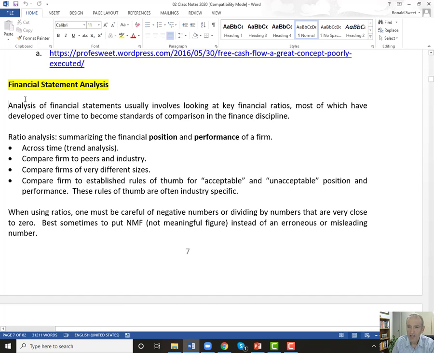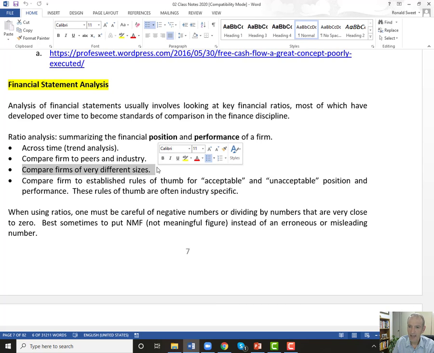So what we want to look at is how a firm is doing using financial ratios. We want to compare them to other firms and compare them across time. Across time, we call that trend analysis. Comparing them to peers and to the industry, I'm going to give you the peer and industry information for the company you're going to do. You can compare firms of different sizes. So you can compare a Dollar General to a Walmart or a Costco, even though they're very different sized businesses. The actual business itself is very similar.